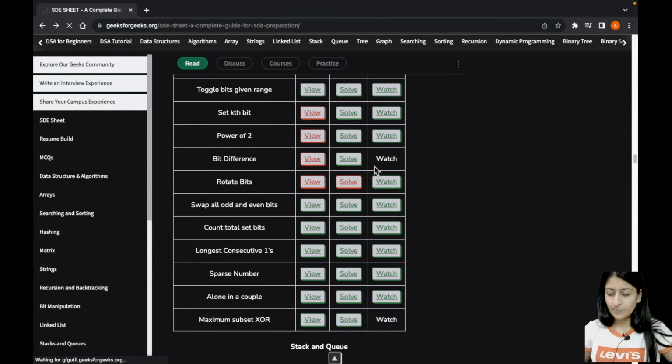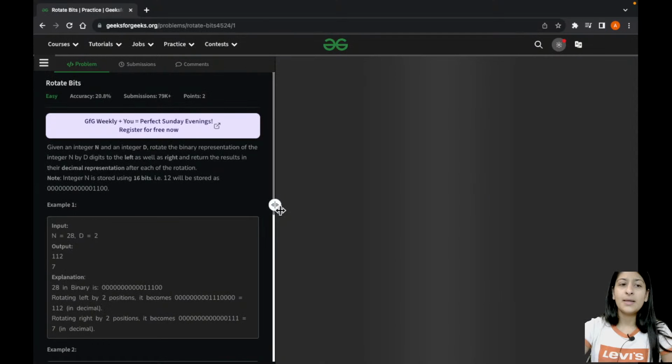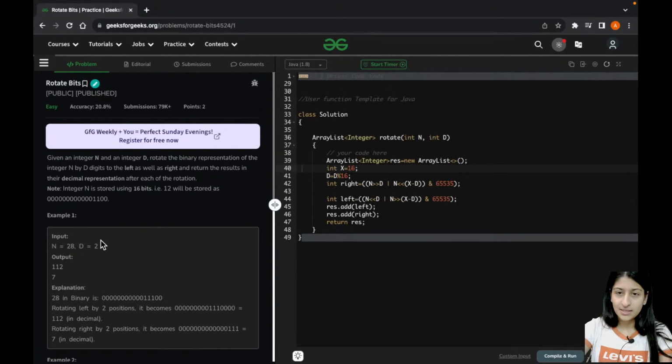Although the problem statement, the word itself, is evident enough about what we are going to do. We are going to rotate the bits by d positions. You are given an integer d, and you have to rotate the bits by d positions to the left and d positions to the right, and then return the number that you get. So let's give a read to the question.